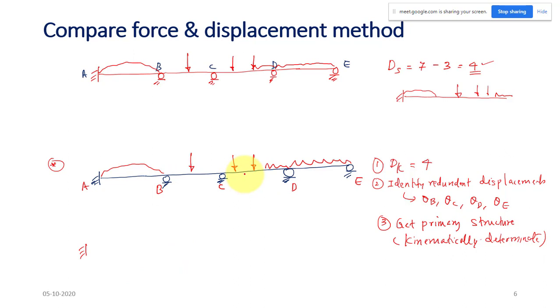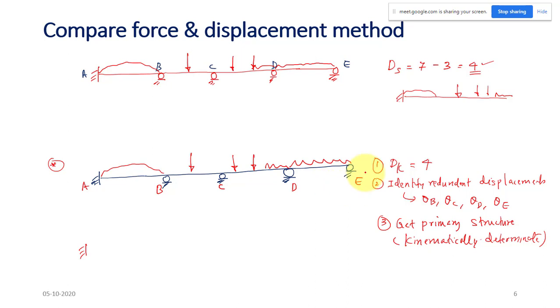Yes, by removing the rotation, exactly. So kinematically determinate means there should not be any joint displacement. There should not be any joint displacement. Unknowns should not be there. So to get the kinematically determinate structure, we have to remove theta b, we have to remove theta c, we have to remove theta d, and we have to remove theta e.